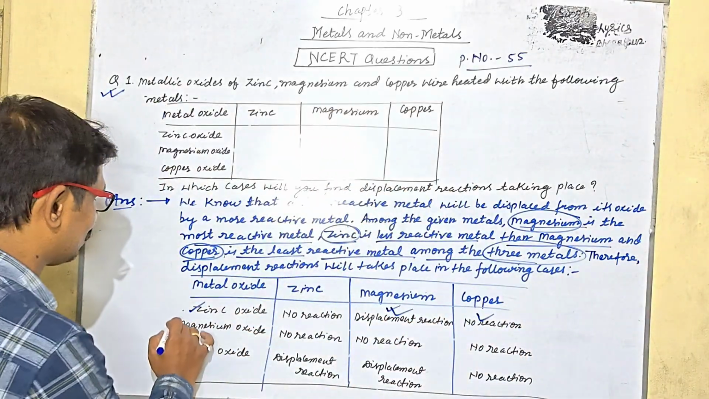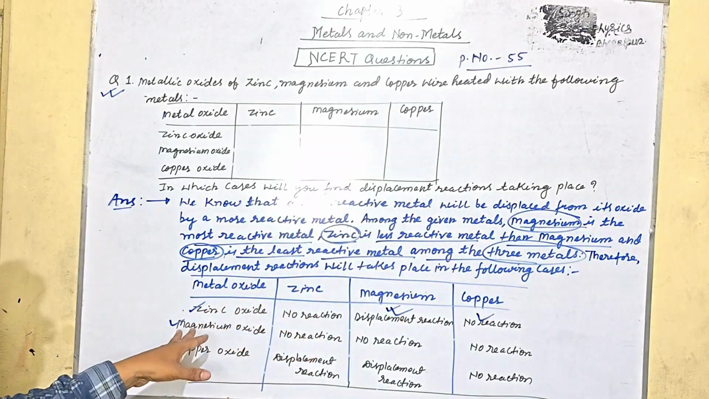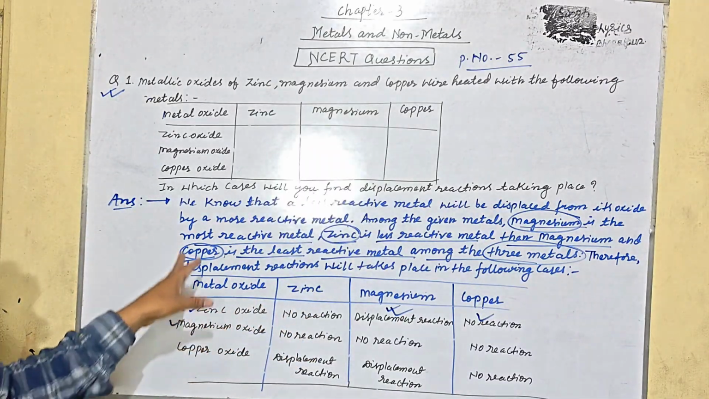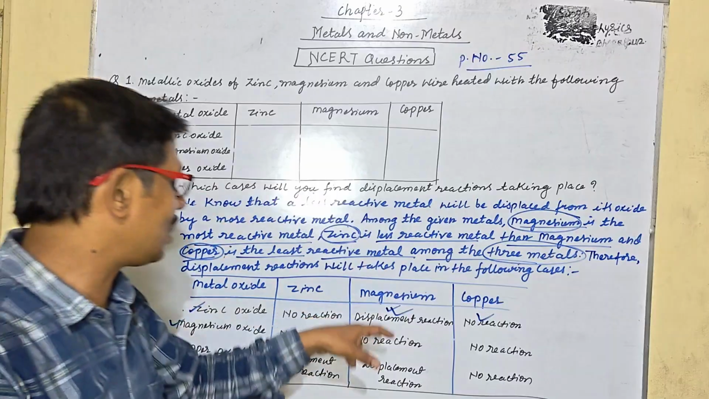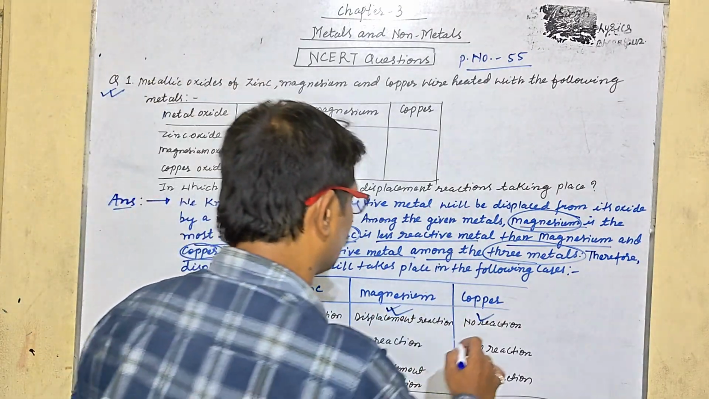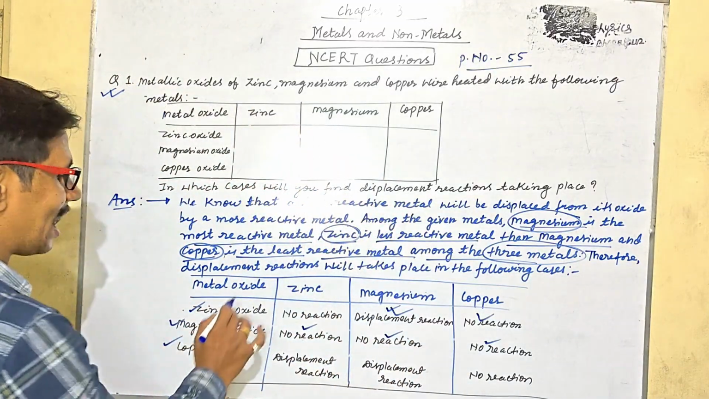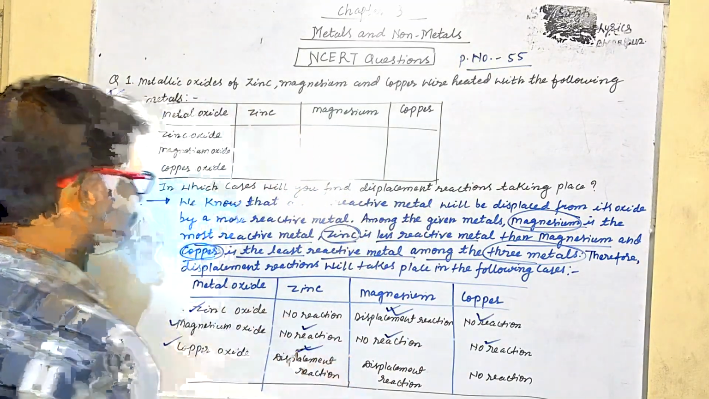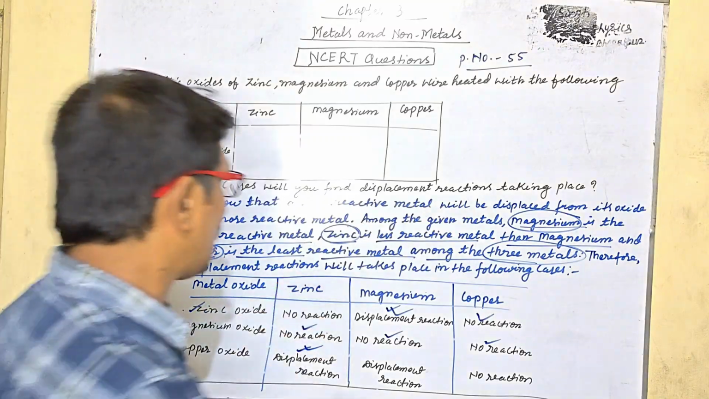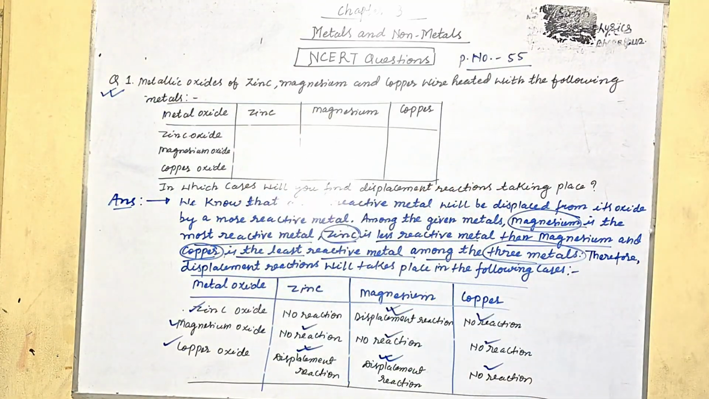In magnesium oxide, there is no reaction with zinc, because magnesium is more reactive and zinc does not displace it. No reaction with magnesium, and with copper there is no reaction. For copper oxide, a displacement reaction takes place, because zinc is more reactive than copper, and magnesium is also more reactive than copper. So going to the next question.